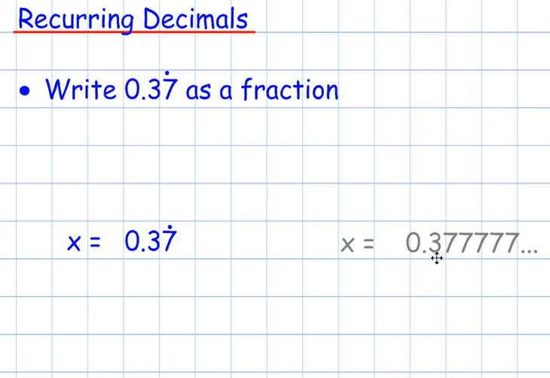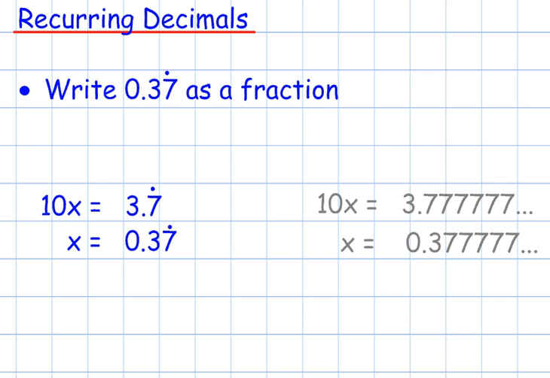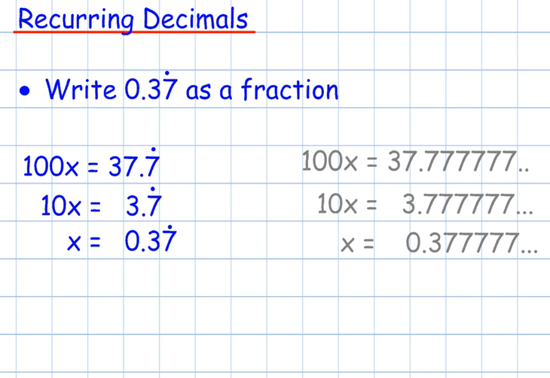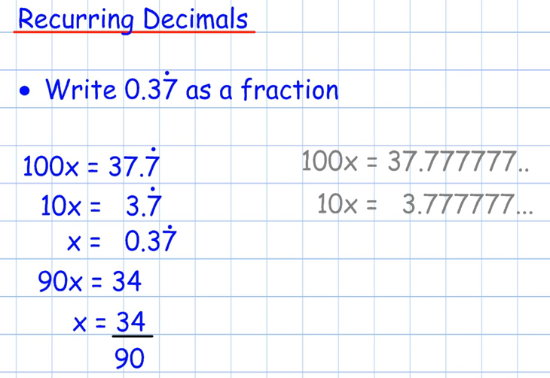It's in my way. So first of all, I'm going to multiply it by 10 to give me 3.77 recurring. And now I can cancel this bit out. I need to move it across again, so let's multiply it by 100, so 100x is 37.777 recurring. Now, if I take away the 3.7 recurring away from the 37.7 recurring, it will cancel out. But this time I've taken 10x away from 100x. So 90x will equal 34, which if I rearrange, x will be equal to 34 over 90. Obviously they both have a factor of 2, so this will cancel down to 17 over 45.